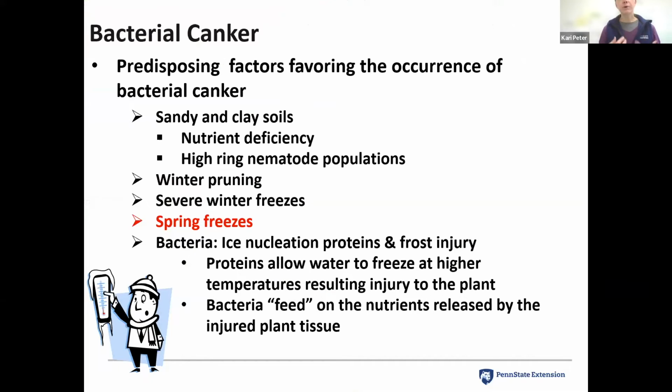Okay, so a big predisposing factor for bacterial canker and for blossom blast, these two diseases go hand in hand because it's essentially the same pathogen. It's Pseudomonas syringae pv. syringae. It seems that this disease likes sandy clay soils. It likes it when the trees are a little stressed, whether due to nutrient deficiency or high ring nematode populations. Winter pruning promotes this, as do severe winter freezes and spring freezes.